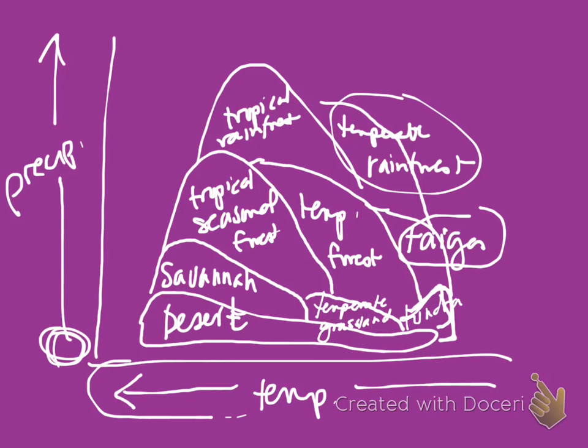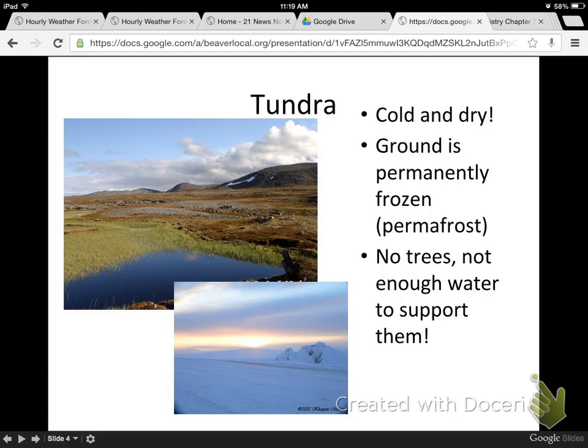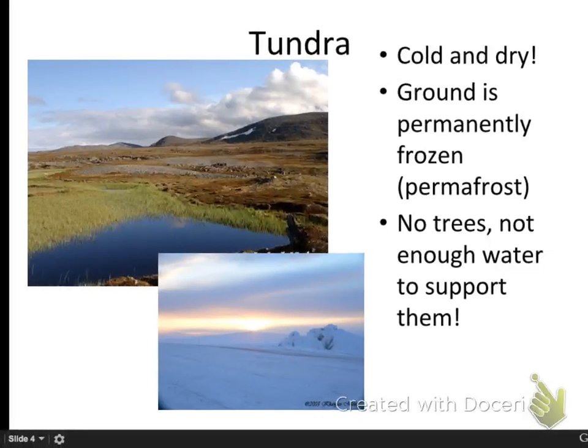Okay, let's look at some pictures of each of these and talk about what they are. So we'll talk about the tundra first. Most of Alaska is tundra. It is cold and it is dry. The dominant feature of the tundra is permafrost. That means ground that is permanently frozen.